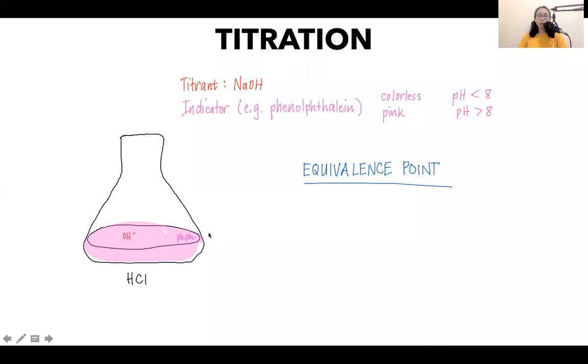So this visible signal, which is the color change brought about by the indicator, is called the endpoint. Now the endpoint, in principle, should be equal to the equivalence point. But most of the time, the two are not at exactly the same point. So there is a very, very small discrepancy between your endpoint and your equivalence point.